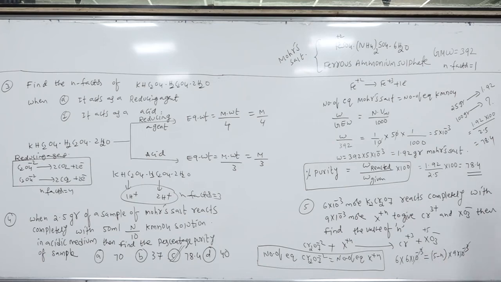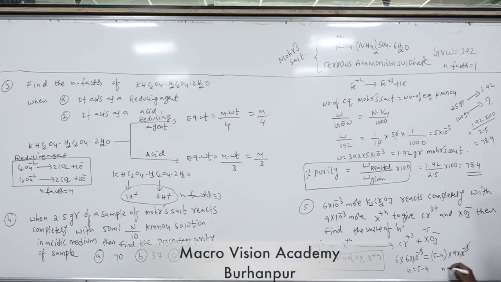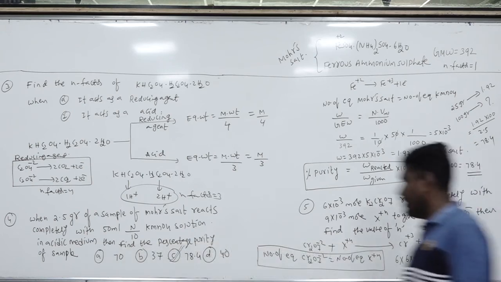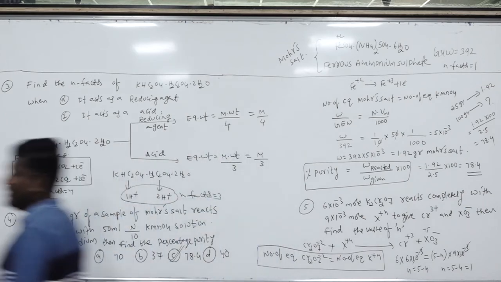Now here you have 3 twos are, 3 threes are, again 3 twos are. So 4 is equal to 5 minus n. So n is equal to 5 minus 4, that is equal to 1.